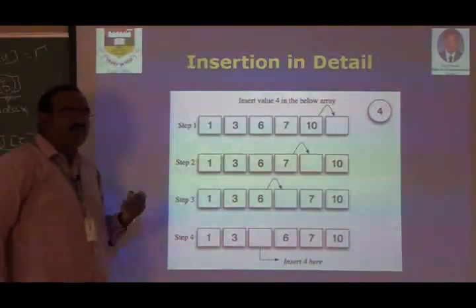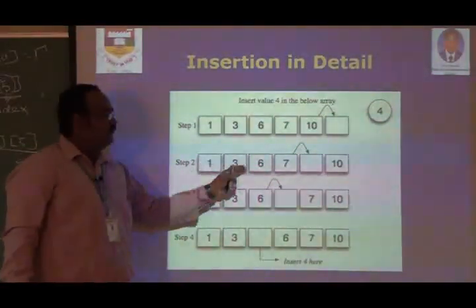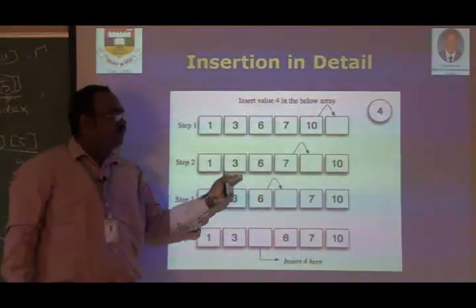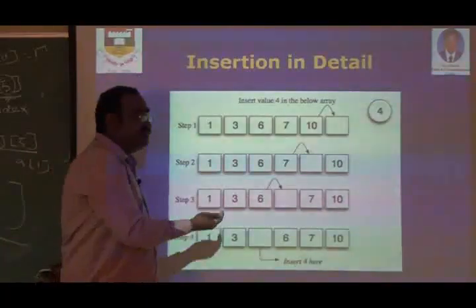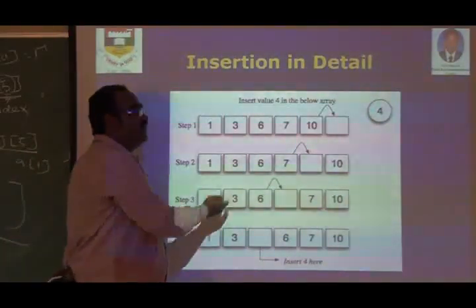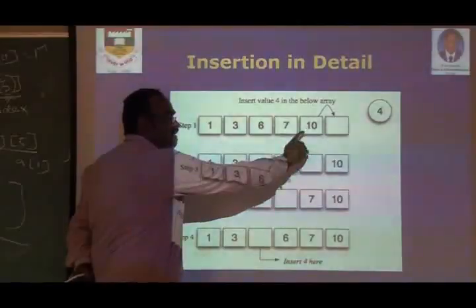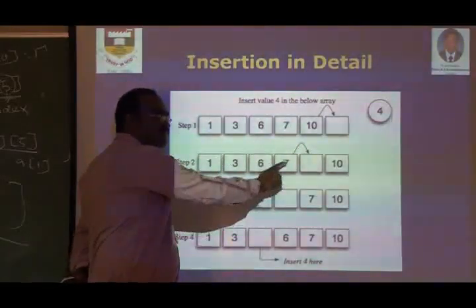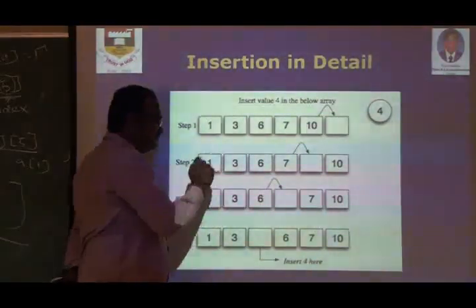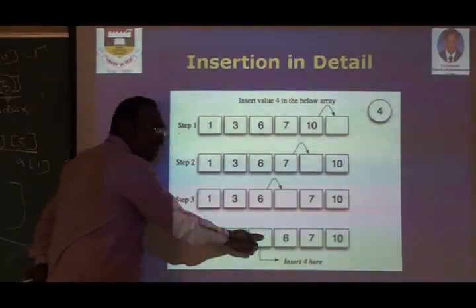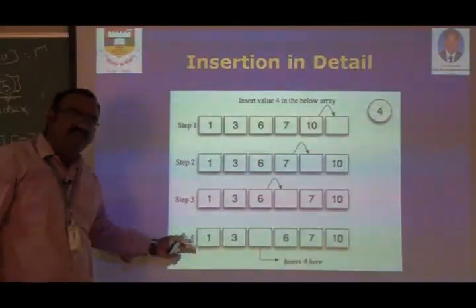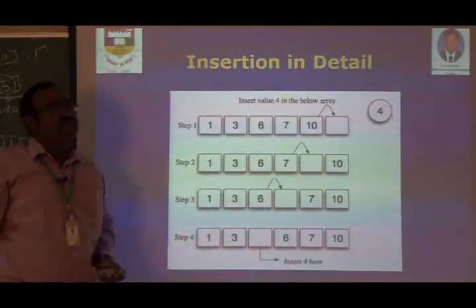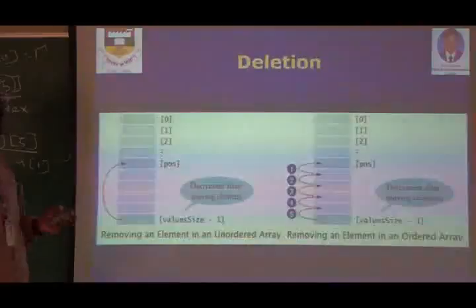So what happens? Traversing the array, we mark the third position. Then we have to move the remaining elements to the next position, starting from the last of the array. The last element is shifted to the next one, and 7 is shifted to the next one, and 6 is shifted to the next one. Now this position is free, so we can easily insert 4 here. After inserting, we can say that in the third position 4 is there. So this is ordered list insertion.